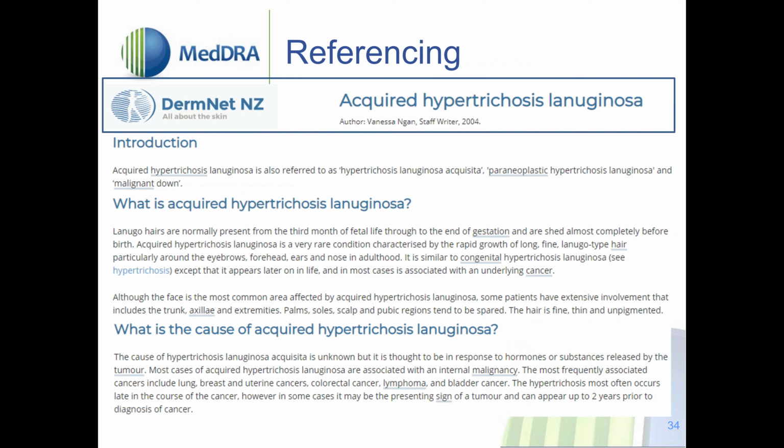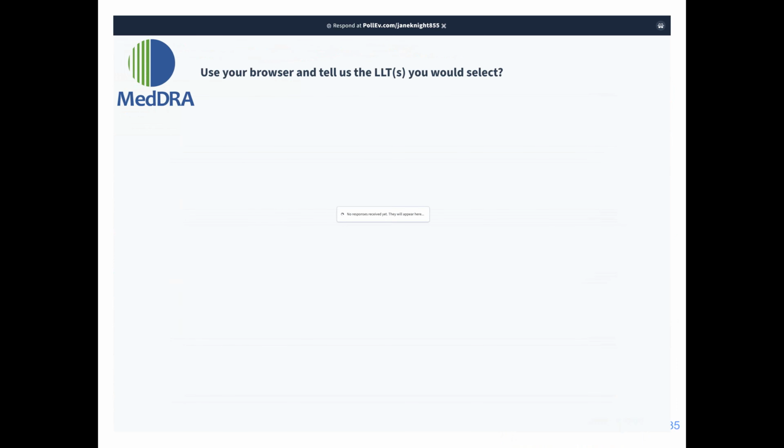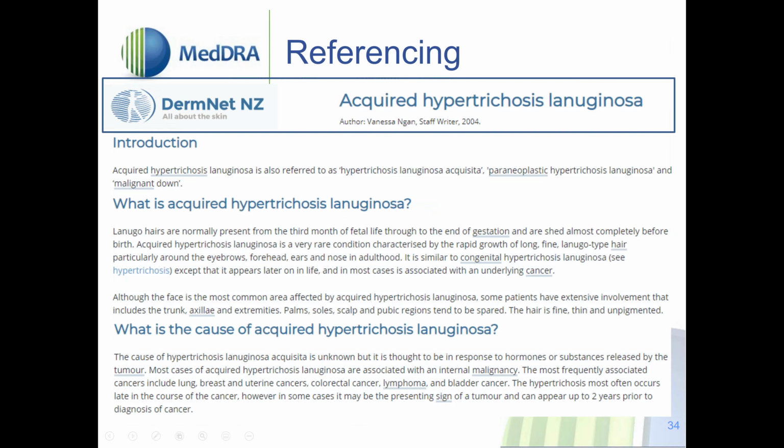So normally, hypertrichosis lanuginosa would be a congenital disorder, because these hairs normally present from the third month of fetal life to the end of gestation, and they would normally be shed completely before birth, but sometimes the baby can be born with them. But it can also be a complication of other conditions. It can be acquired later in life. Often it might be due to cancer, but it might also be due to a non-malignant disease. We did some referencing. We found it could be malnutrition with anorexia nervosa, for example, hyperthyroidism, or even HIV and AIDS. It might be a complication of some drugs as well.